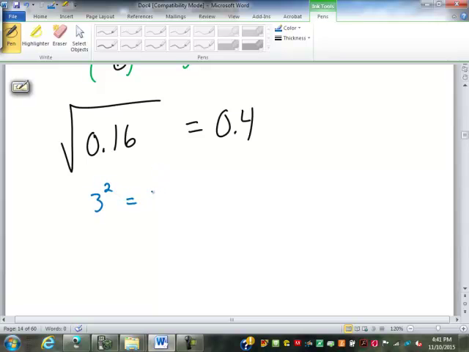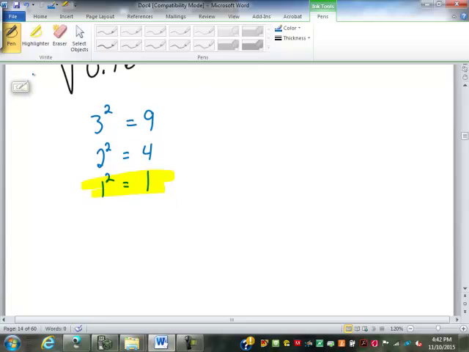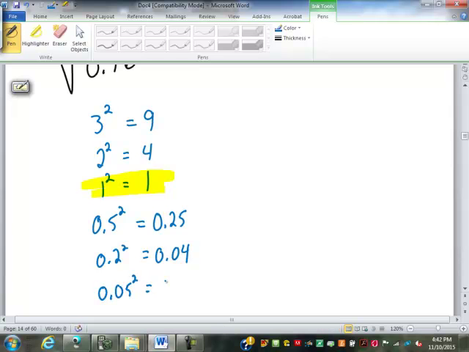3 squared, of course, is 9. 2 squared is 4. 1 squared is 1. Well, right here is our break-even point. We square 1, we get the same value. It doesn't get bigger or smaller, does it? 0.5 squared is 0.25. It got smaller. 0.2 squared is 0.04. 0.05 squared is 0.0025.